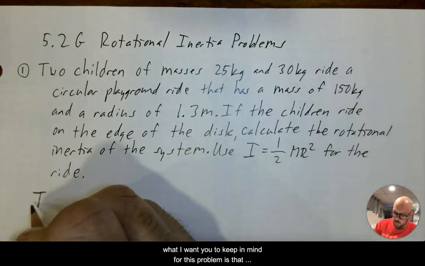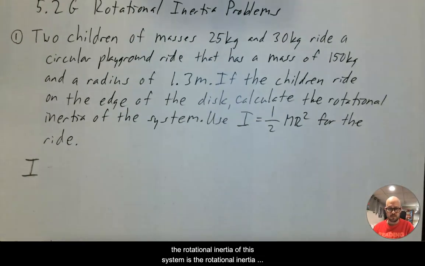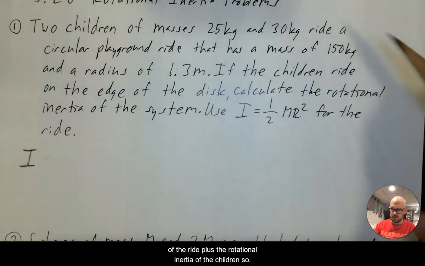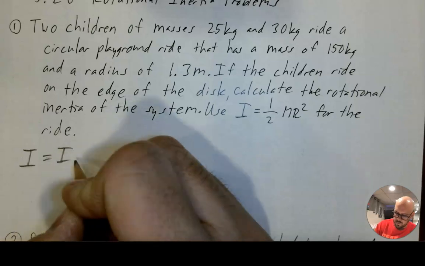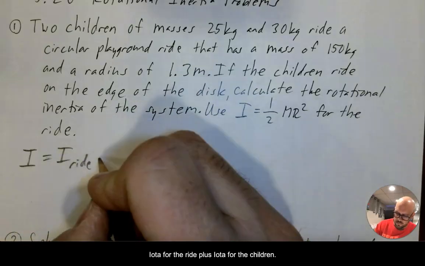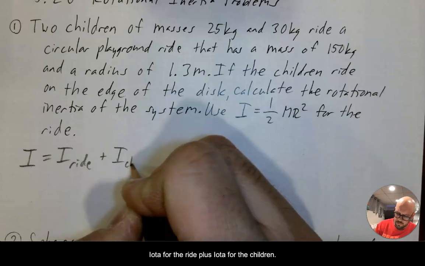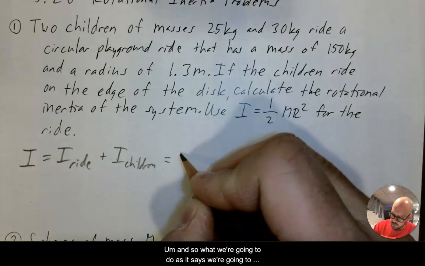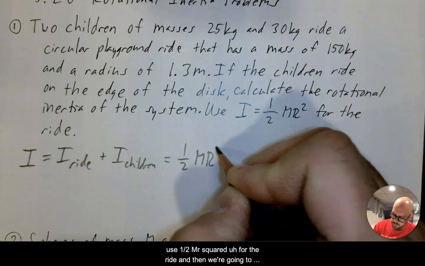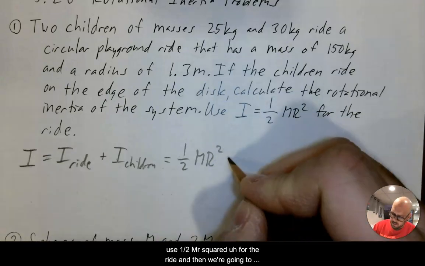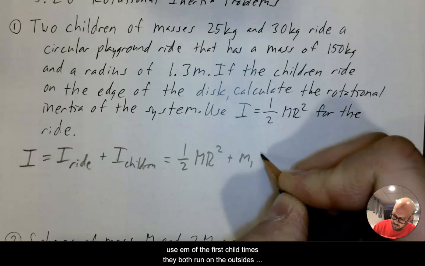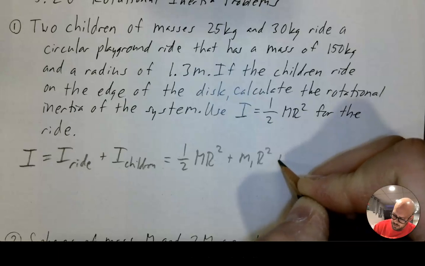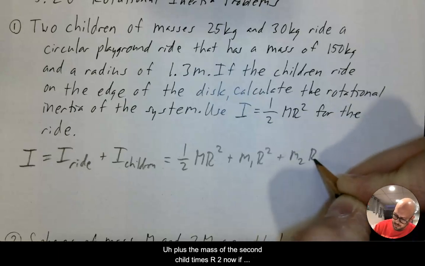So what I want you to keep in mind for this problem is that the rotational inertia of this system is the rotational inertia of the ride plus the rotational inertia of the children. So, the I for the ride plus I for the children. As it says, we're going to use 1/2 mr squared for the ride, and then we're going to use m of the first child times r squared, since they both ride on the outside, plus the mass of the second child times r squared.